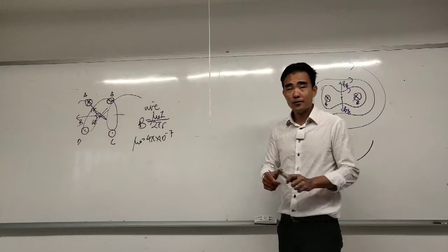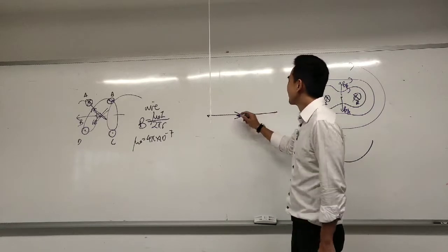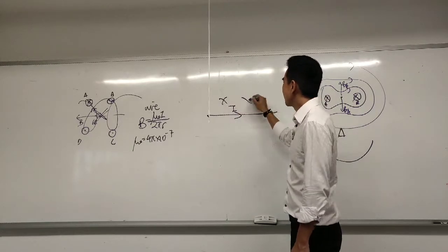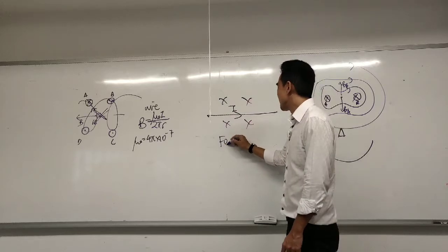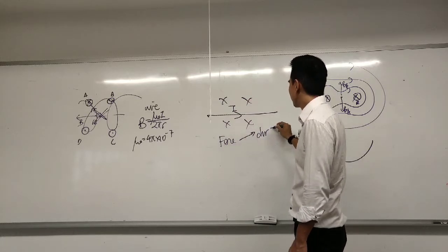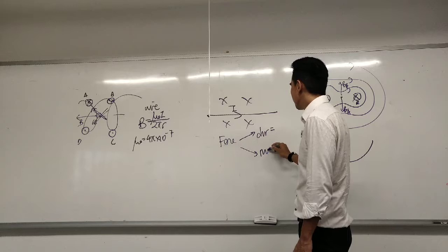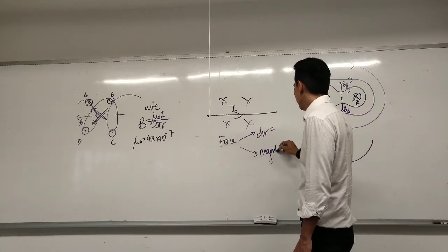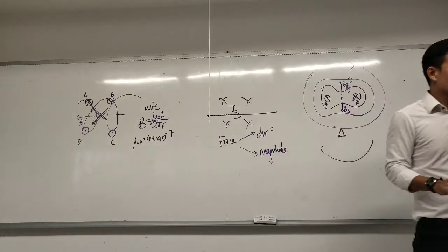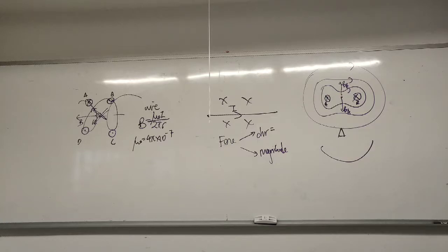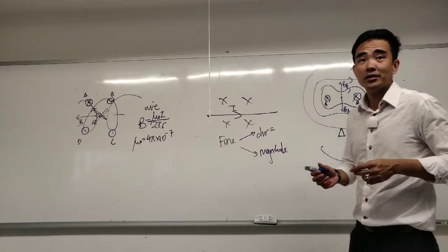You have learned this before. When a current interacts with a magnetic field, a force appears, and when we talk about force, there are 2 things that we talk about. It is a vector quantity, so we always talk about direction and magnitude. All right, let's talk about direction first, something you have learned before.